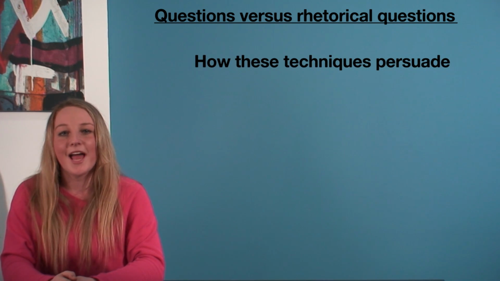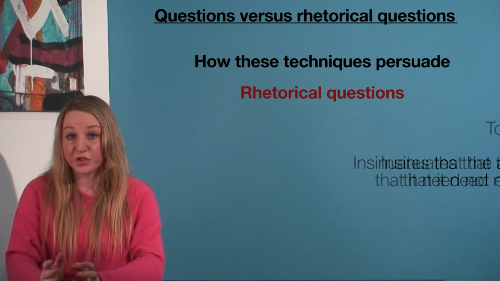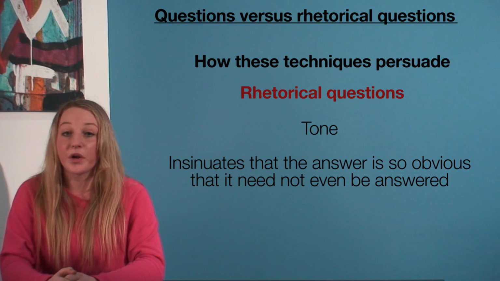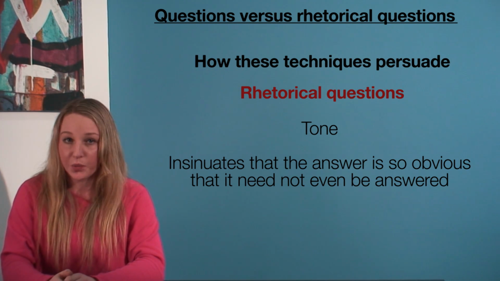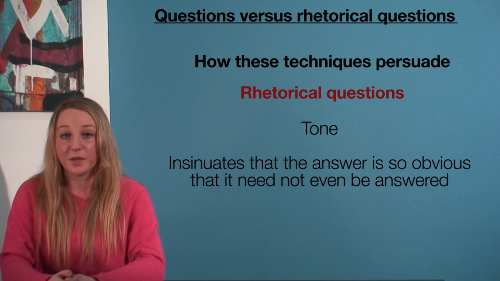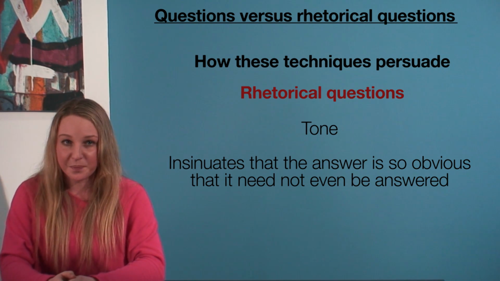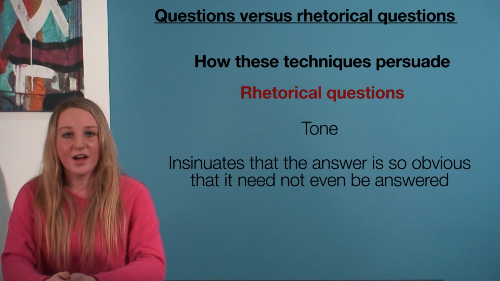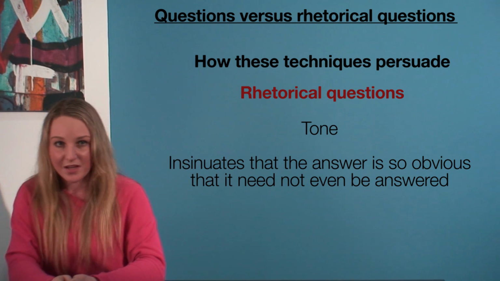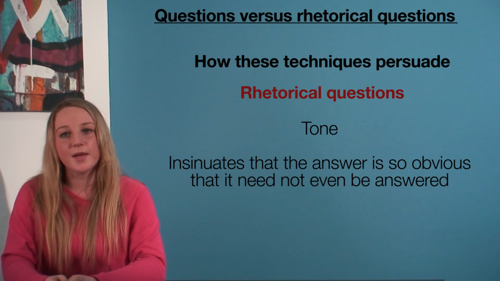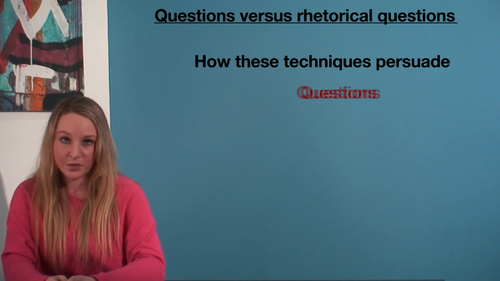Finally, let's talk about how these techniques persuade. Rhetorical questions often create a tone, usually scoffing or incredulous. On top of that, their whole function is insinuating that the answer to the question being posed is so obvious that it need not even be answered. In this way, any other answer or opposition to that viewpoint is made to seem ridiculous. This can be persuasive as it makes the reader view an alternative answer to the issue appear illogical.